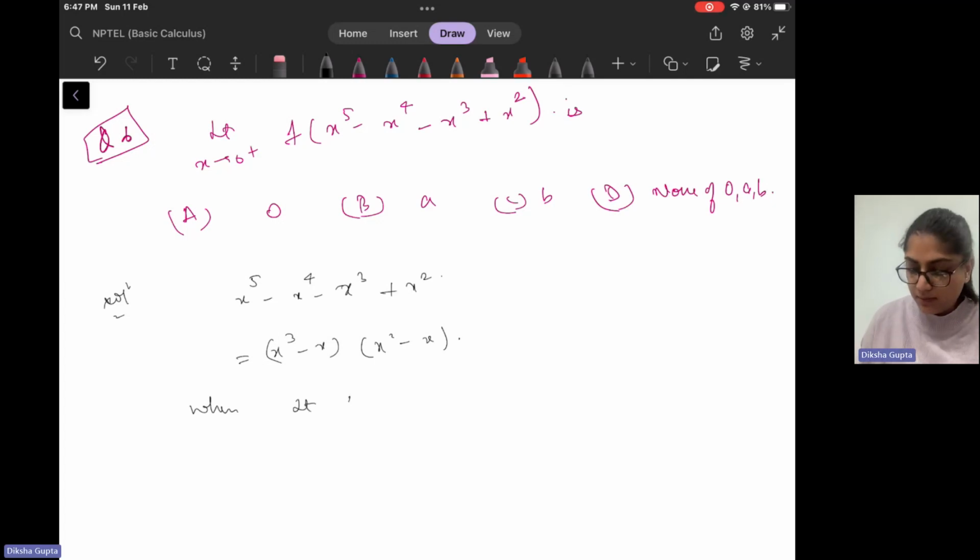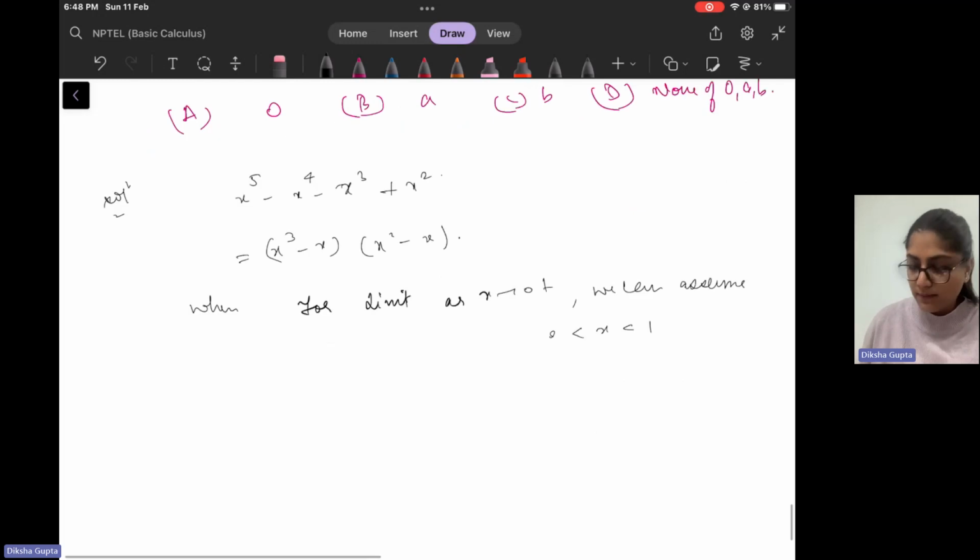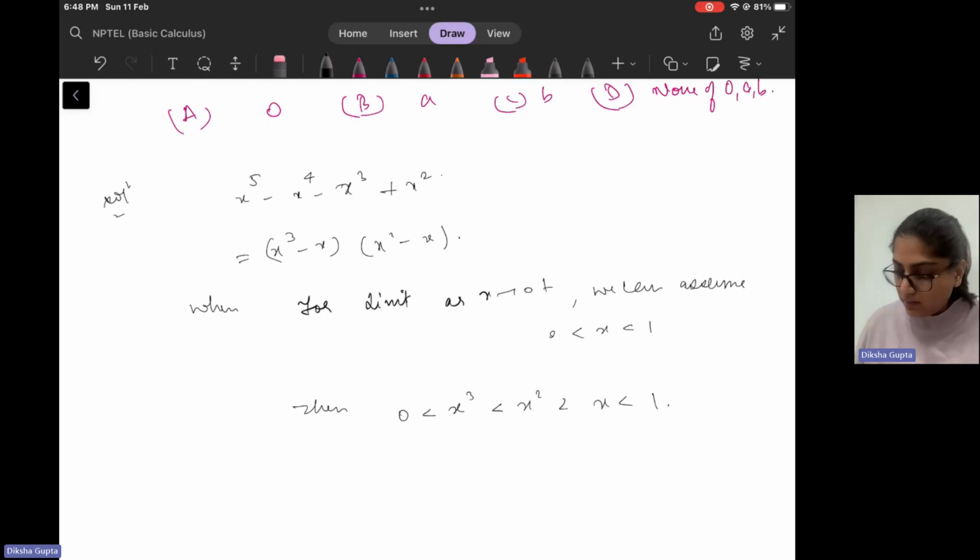So we have to evaluate the limit as x tends to 0 plus again. For the limit as x tends to 0 plus, we can assume 0 less than x less than 1. Then how will the function behave? 0 less than x cube minus x square less than 1, because x is positive and less than 1. You just have to take care that as the power increases, the value will decrease.